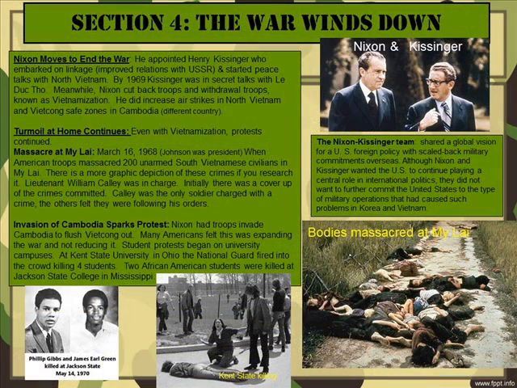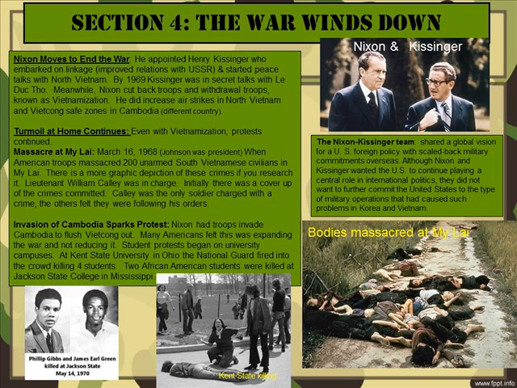The war winds down. Section 4. Nixon moves to end the war. He appointed Henry Kissinger, look at the picture to the right, who embarked on a linkage, improved relations with the USSR, and started peace talks with North Vietnam. By 1969, Kissinger was in secret talks with Le Duc Tho. Meanwhile, Nixon cut back troops and withdrew troops, known as Vietnamization. He did increase airstrikes in North Vietnam and Viet Cong safe zones in Cambodia, which is a different country, which causes a little bit of turmoil.